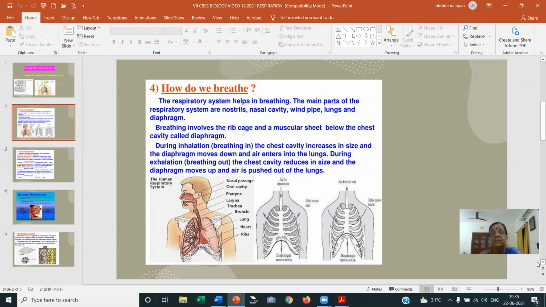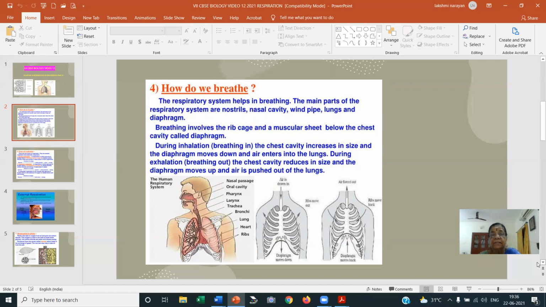Now, breathing involves the rib cage and a muscular sheath below the chest cavity called the diaphragm. I repeat, breathing involves the rib cage, which has 12 pairs of ribs, and the muscular sheath below the chest cavity called the diaphragm. Regarding the diaphragm, another significant feature I have said, can you recollect? The diaphragm separates the chest cavity or thoracic cavity and the abdomen. When there is an air space between the diaphragm and the abdominal cavity, a person suffers from hiccup.